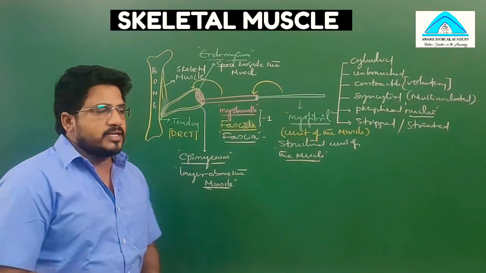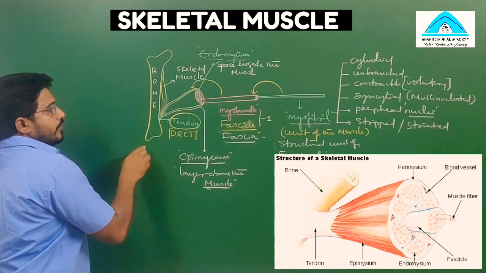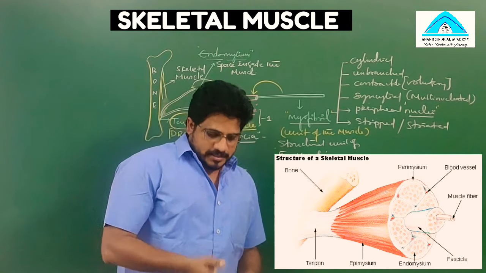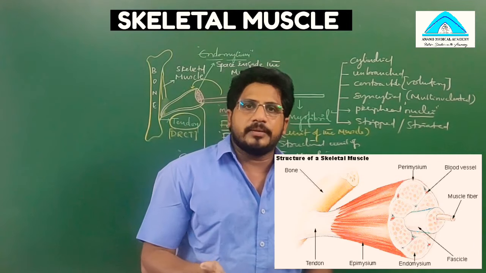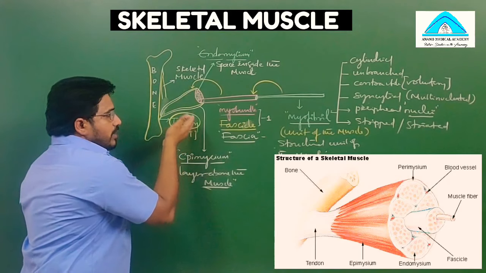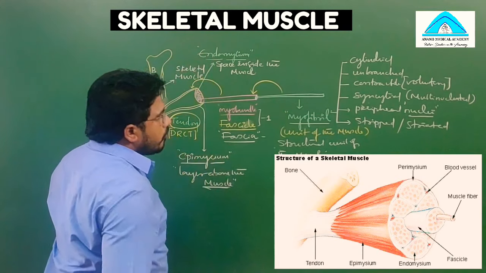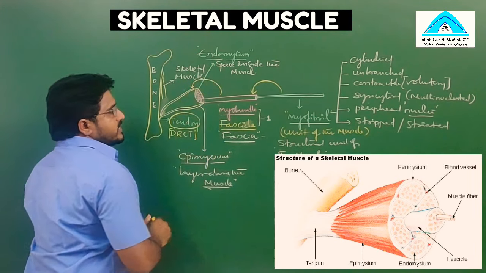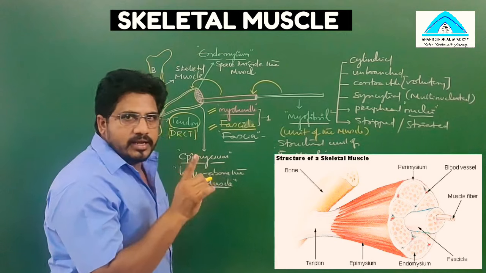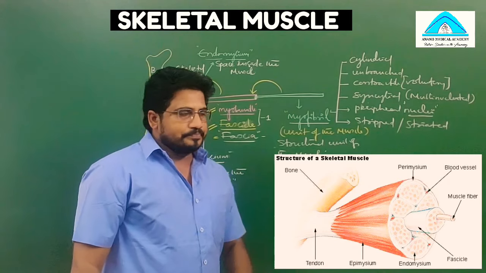Before that, let me recap. Skeletal muscle attaches to the bone by means of a tendon. The muscle has a layer around it called perimysium or epimysium, just like the layer around bone is called periosteum and the layer around cartilage is called perichondrium. The space inside the muscle is called endomysium. In the endomysium, there are many bundle-like structures called myobundles, also termed fascicle in the singular. Together, they are called fascia.